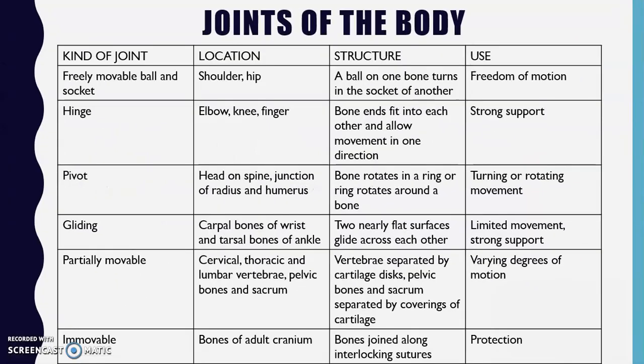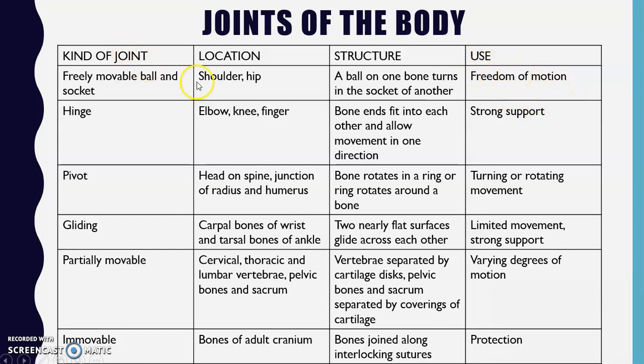Next is the different joints of the body. We have 6 kinds of joints: the ball and socket joint, hinge joint, pivot joint, gliding joint, partially movable joint, and immovable joint. Each kind of joint has its particular location, structure, and use. For the ball and socket joint, it can be found in the shoulder and hips. The use is for freedom of motion.